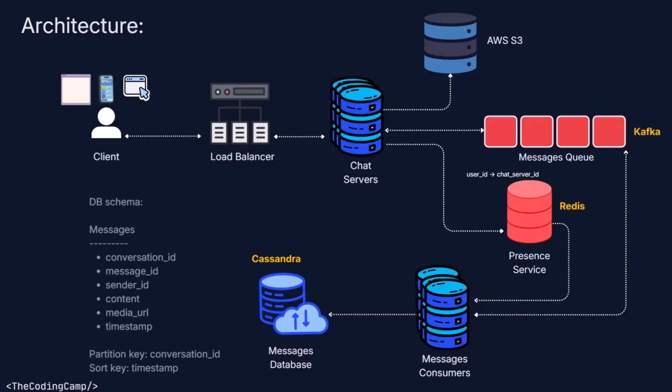This is how the schema would look like. The partition key is the conversation id, and the sort key is timestamp. This is efficient for retrieval of chat history in order.